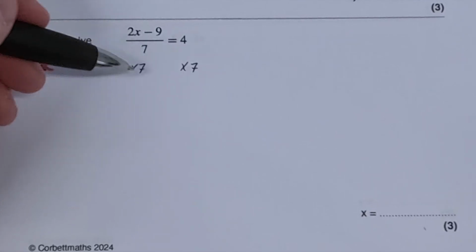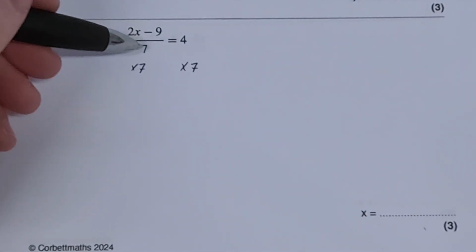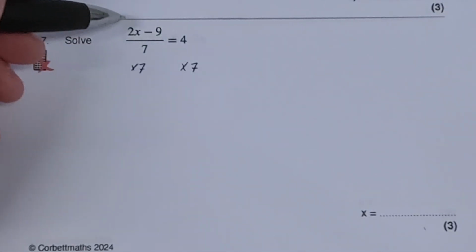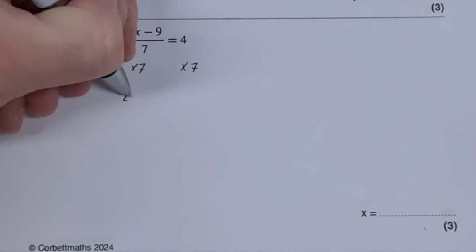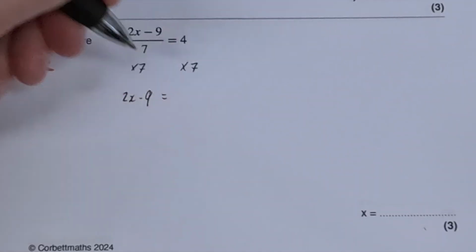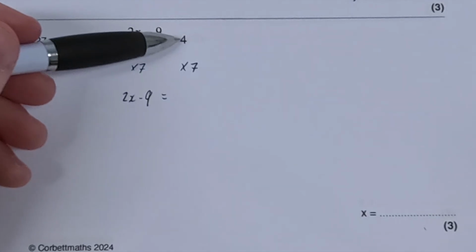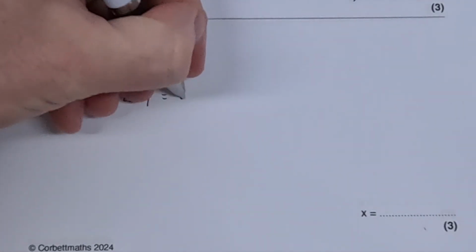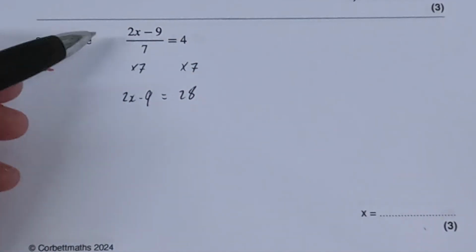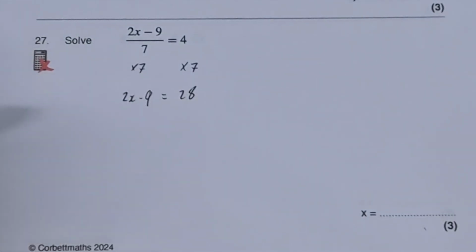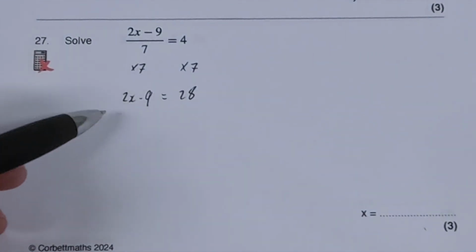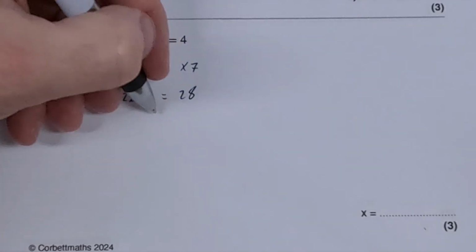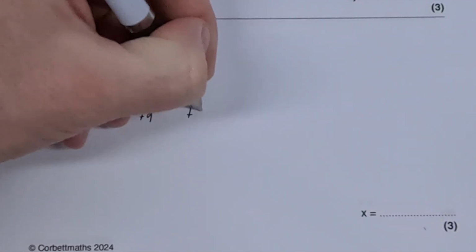On the left hand side, we're multiplying by 7 to get rid of the divide by 7. So we're just going to be left with the numerator, the 2x minus 9. And on the right hand side of the equation, we have 4 times 7, that's equal to 28. So we've now got that 2x minus 9 equals 28. Now we want to solve this equation, so let's get rid of this minus 9. So let's add 9 to both sides, so add 9 and add 9.